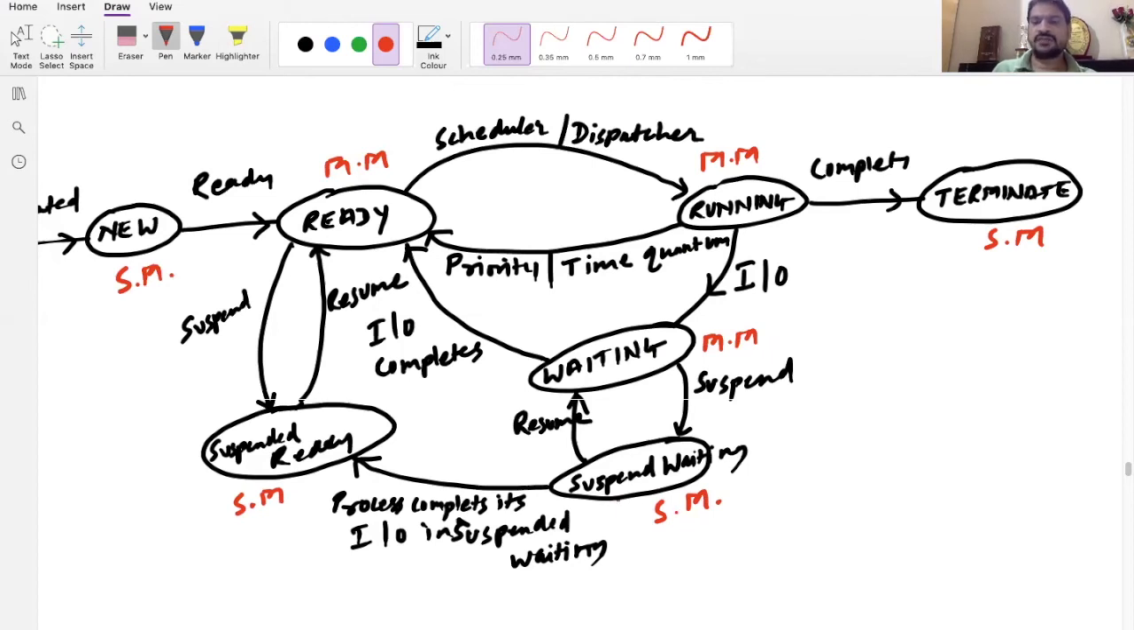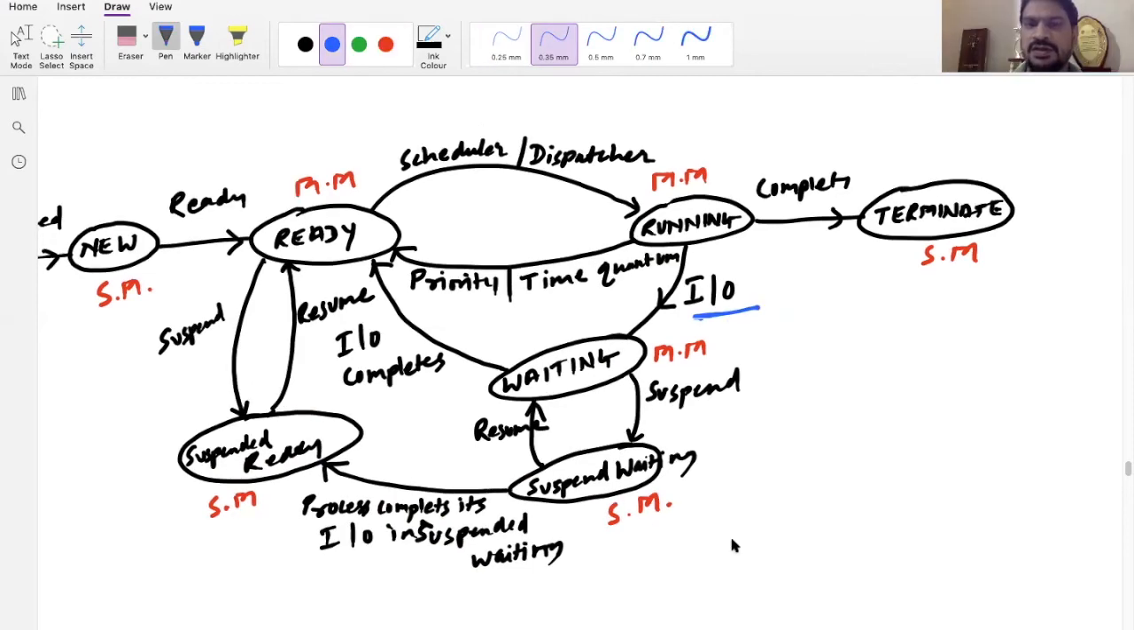Now the question came up: from the suspended waiting, how can a process go to the suspended ready? The reason is, for the IO operation, we don't need any sort of CPU or any sort of main memory. So from the secondary memory also, a process can complete its IO operations and can go to the suspended ready state, which is again in the secondary memory.